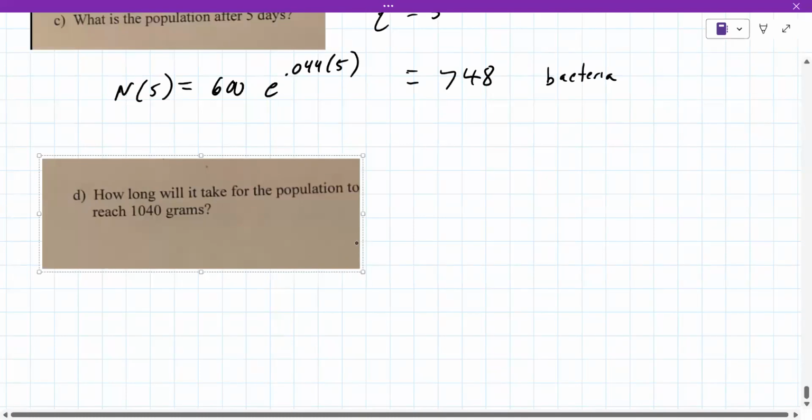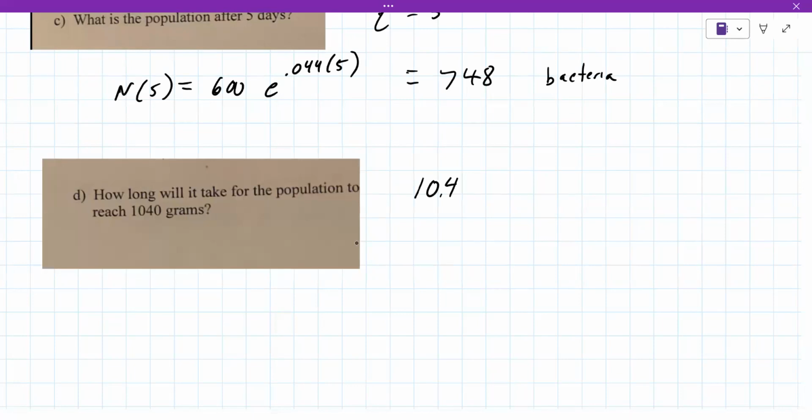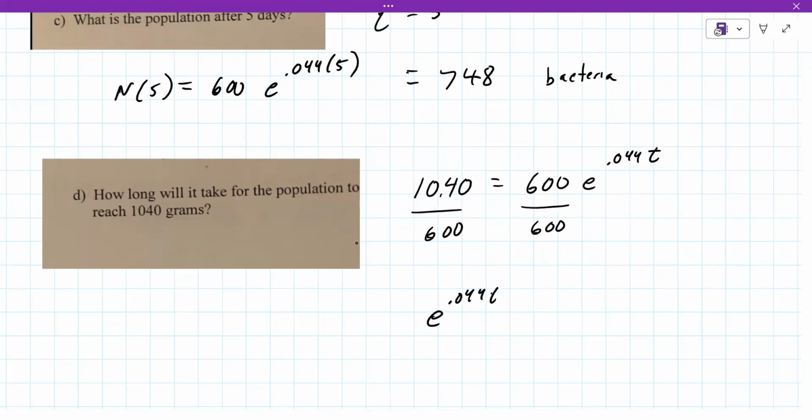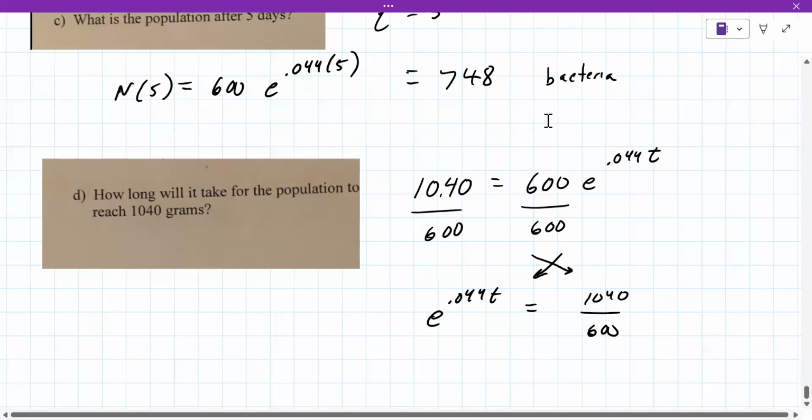So how long will it take to reach 1040? You're setting 1040 equal to 600 e to the 0.044 t. We have to solve for t. So to do that, you divide by 600. So you have e to the 0.044 t equals 1040 over 600. I did switch sides here. That's just my preference to put the variable on the left. Okay.